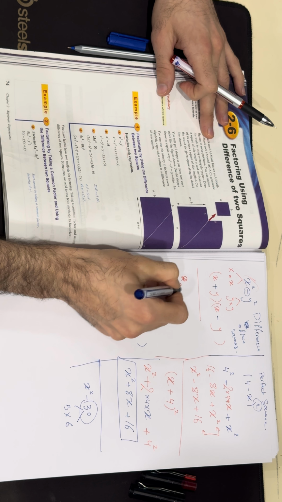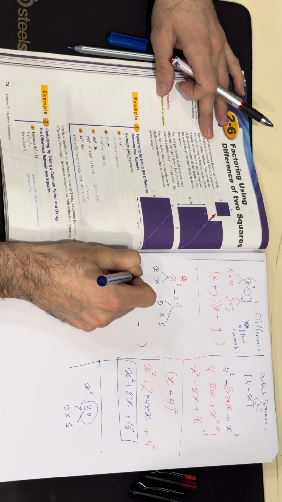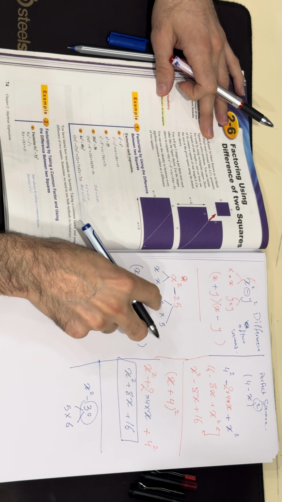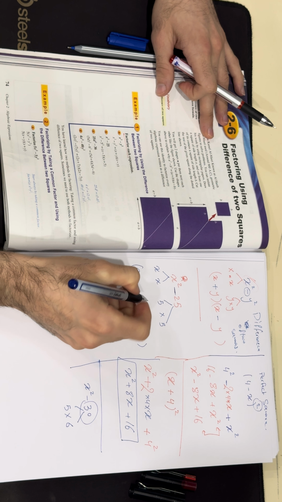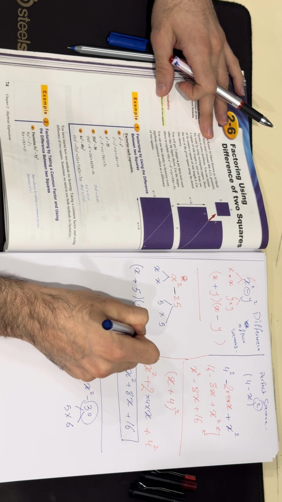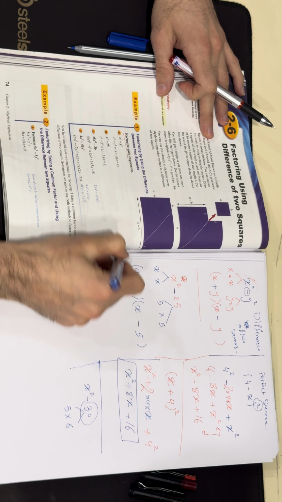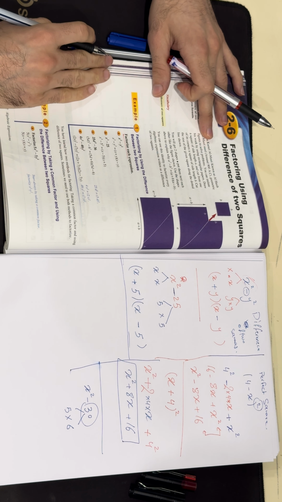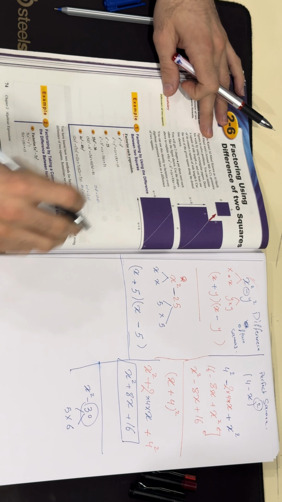So then in the first letter, what is it? It's x. So in both of them, I'm going to write x. Then 25, it came from what? 5 times 5. So I'm going to write 5 here, 5 here. So this one is the factorize of 2 squares. That's how we're going to solve this kind of question.